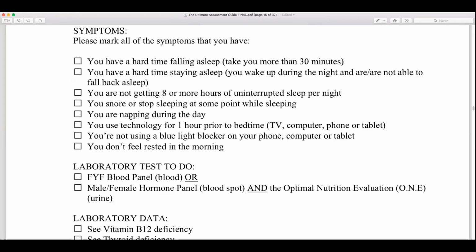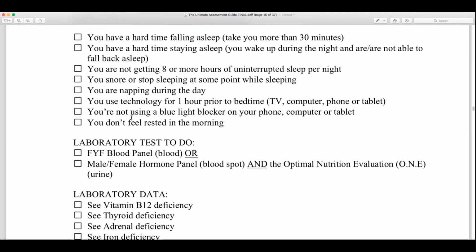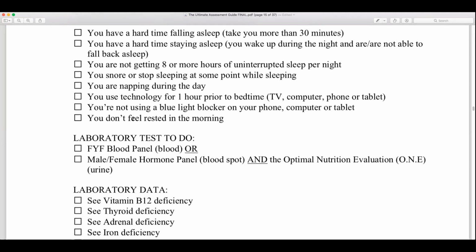you use technology for 1 hour prior to bedtime, so oftentimes that can disrupt your sleep. You're not using a blue light blocker on your phone, computer, or tablet, which can interfere with your pineal gland and its ability to produce the hormones needed for sleep, and you don't feel rested in the morning.